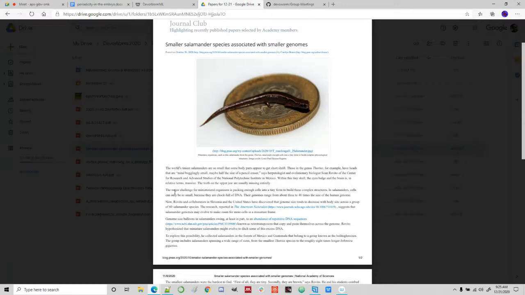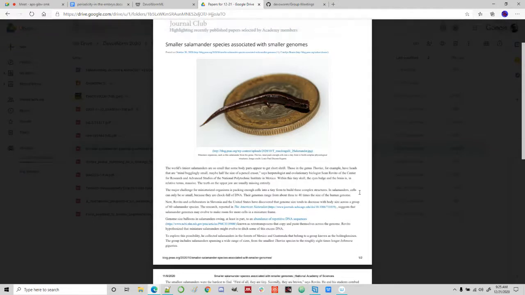The major challenge for miniaturized organisms is packing enough cells into a tiny form to build these complex structures. And salamander cells can only be so small because they are chock full of DNA. Their genomes range from about 3 to 40 times the size of the human genome. So this is an organism with a particularly large genome, and that genome exists in chromatin. We're talking about a size reduction such that you're trying to find ways to pack this into the cells you have available. We usually don't think of that as a constraint, but in these organisms, it is.